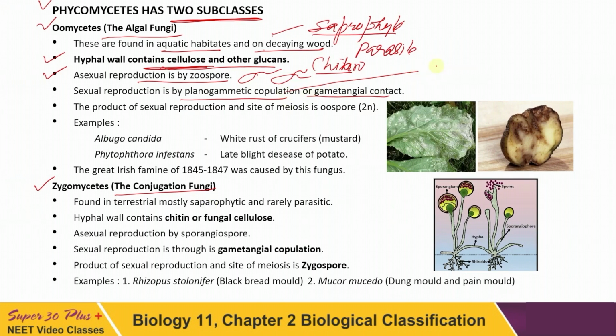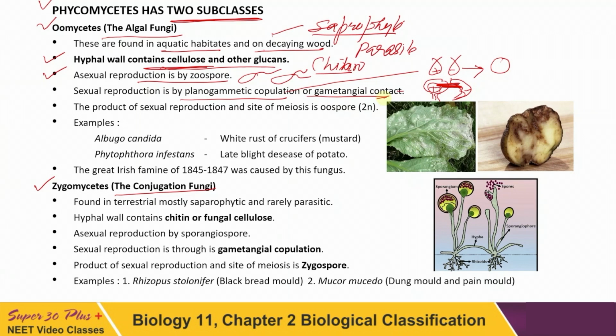Planogametic copulation means that the gametes are motile. These are the so-called plus and minus motile gametes with flagella. They will get fused and the zygote is formed. This is known as planogametic copulation. What is gametangial contact? One structure has plus nuclei, and on another hypha we have minus nuclei. The two will come in contact and the male and female gametes will be brought together. That is known as gametangial contact, as found in case of Albugo.